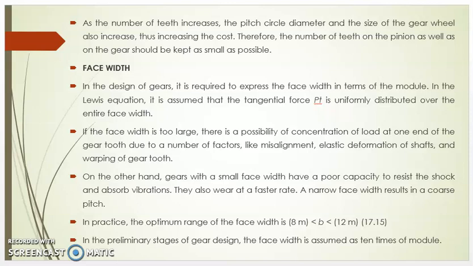In practice, the optimum range of the face width is 8 times module less than B less than 12 times module. In the preliminary stages of gear design, the face width is assumed as 10 times module.